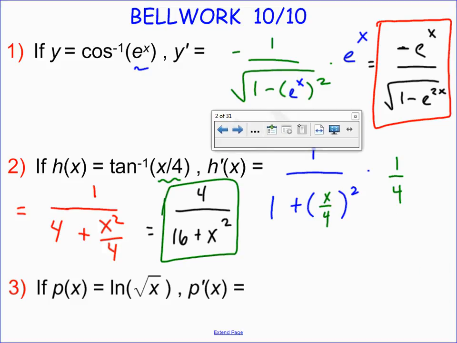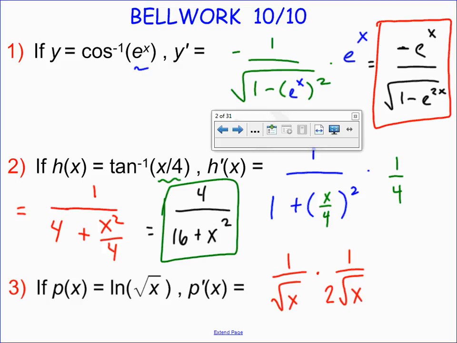If p is given by the natural log of the square root of x, then p prime will be given by, oh, I know the derivative of natural log is 1 over the function times the derivative of the function. So for us, that would be 1 over the square root of x, and then times the derivative of the square root of x. I know from time and time again, differentiating the square root of x, that it ends up being 1 over 2 square root of x.